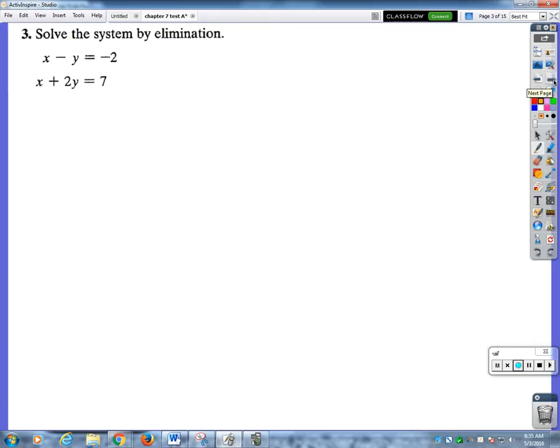Okay, solve the system by elimination. So what do you want to do to what? To make something eliminate? Make the bottom negative, okay? So negative, negative, negative. And then if I add those together, the x's cancel, and you get -3y equals -9, so y equals 3.